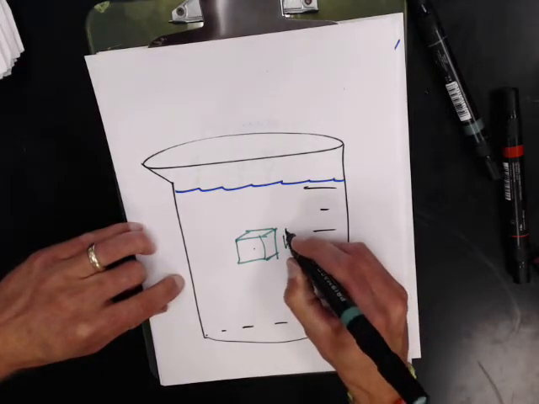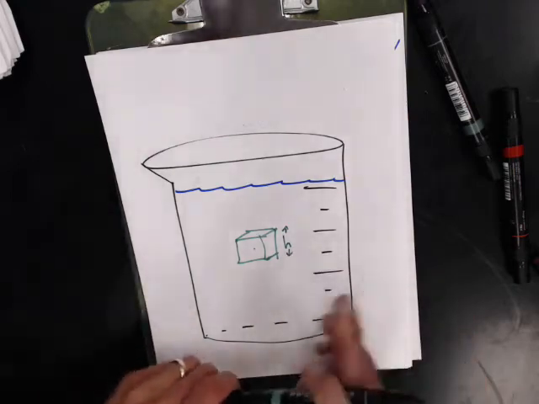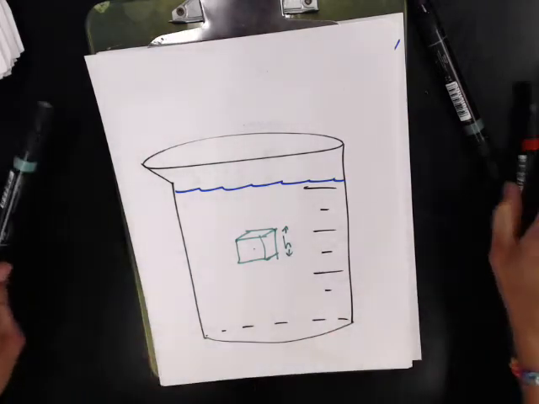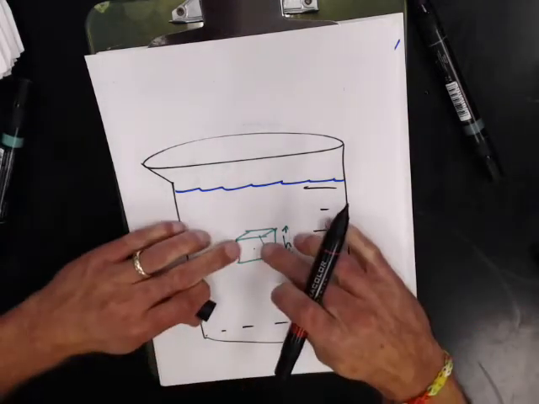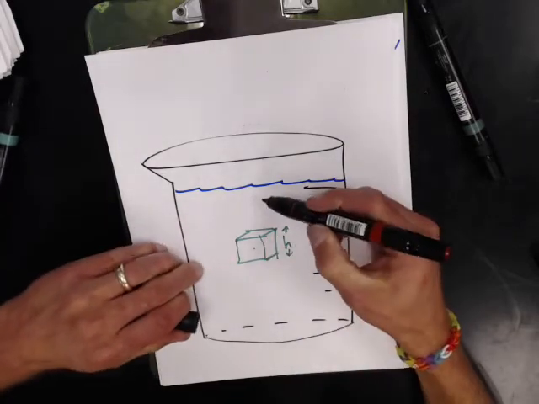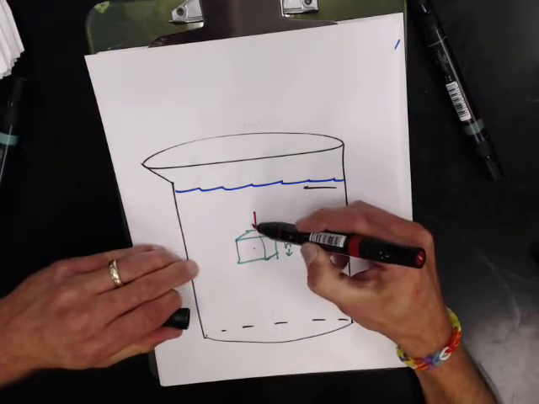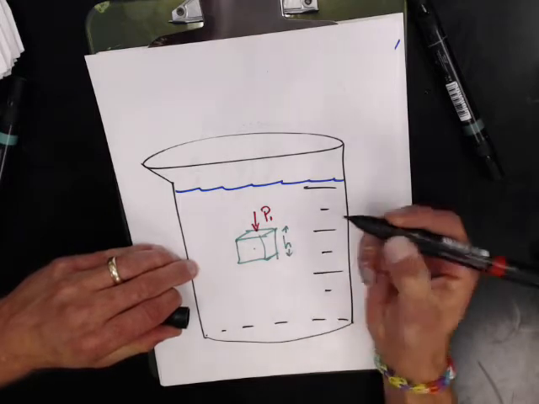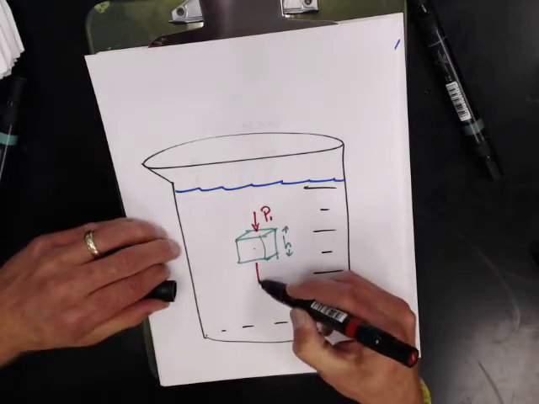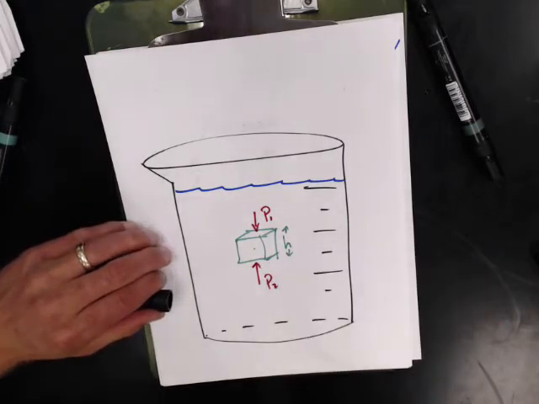This has some height h, and on my little cube of water there's this pressure coming down from above. We'll call this pressure 1. There's some pressure coming from underneath. We'll call that pressure 2.